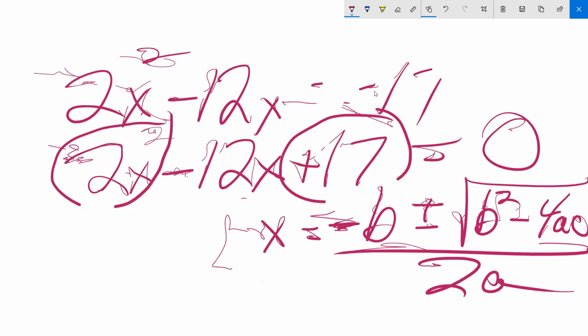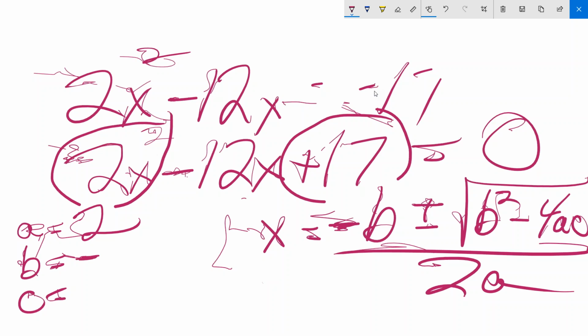Now, let's talk about what A, B, and C are. What's A? 2x. So just the coefficient. Ignore the variable. A is 2. What is B? 12. It's minus 12. Very important. You have to take the sign also. What's C? Negative 17? What's the sign in front of the 17? It's just positive. Then it's positive 17. Okay?